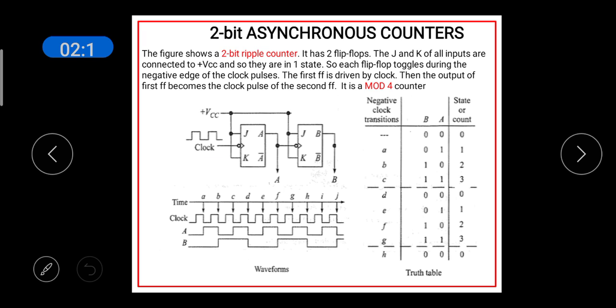In this class, you will see the working of asynchronous counters. We shall start with the 2-bit asynchronous counter. A 2-bit ripple counter or asynchronous counter uses two flip-flops. The circuit diagram, the timing diagram, and the truth table are given in this slide.